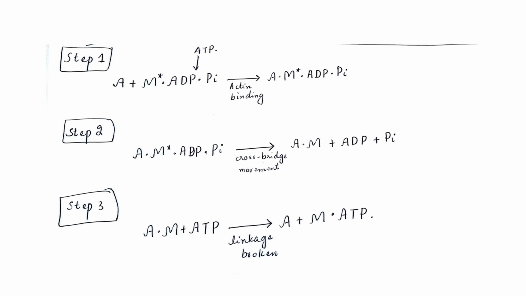A new ATP molecule binds to myosin, causing it to detach from actin and reset. This step breaks the cross bridge, allowing the cycle to restart with another actin site. This step ensures the cyclic interaction between actin and myosin powered by ATP hydrolysis.